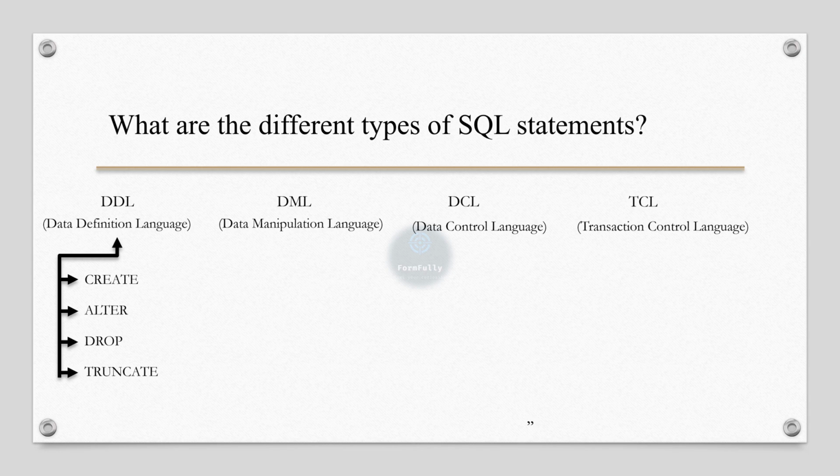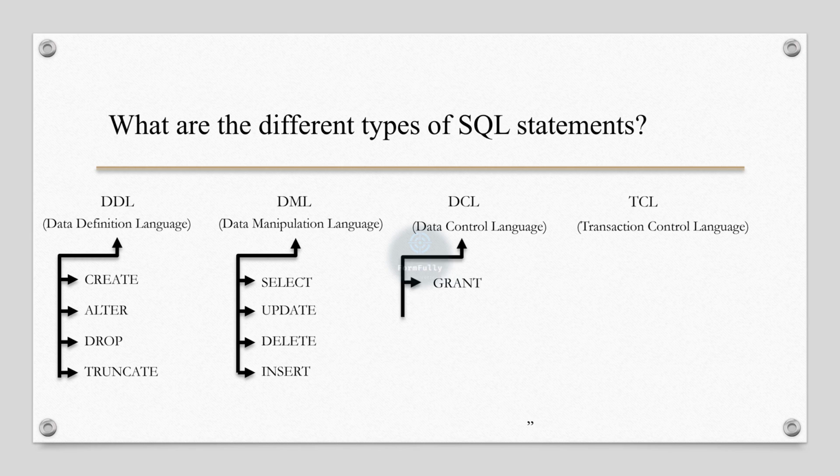Second one is DML. It stands for Data Manipulation Language. It is used to manipulate the data within the database. Commands include select, update, delete, and insert. DCL stands for Data Control Language. Data Control Language is used to control access to data within the database. Commands include grant and revoke. TCL stands for Transactional Control Language. These languages are used to manage transactions in the database. Commands include commit, rollback, and save point.